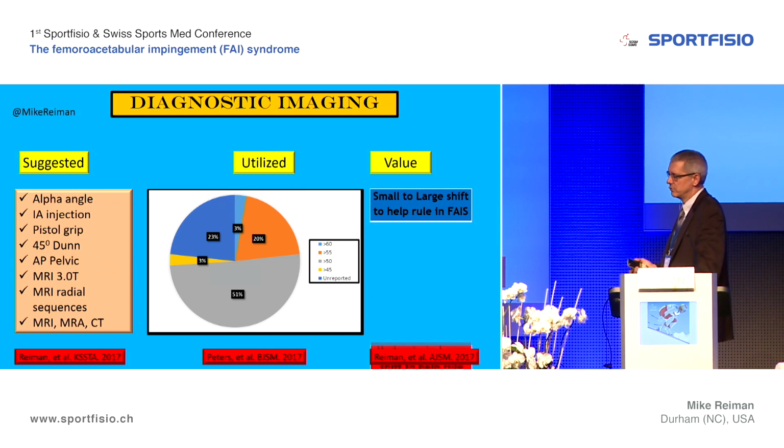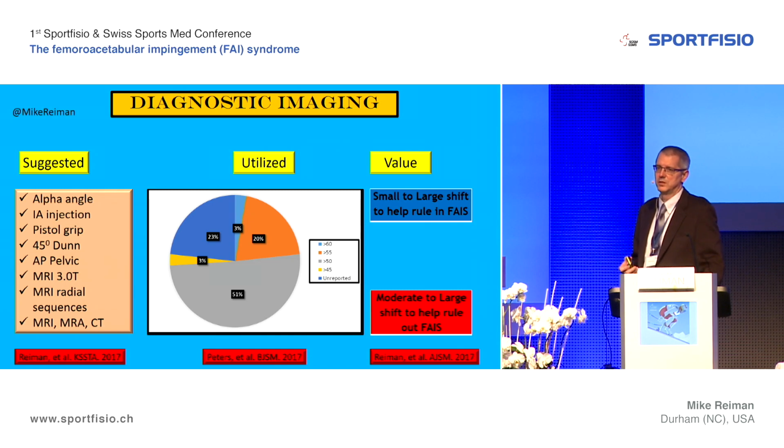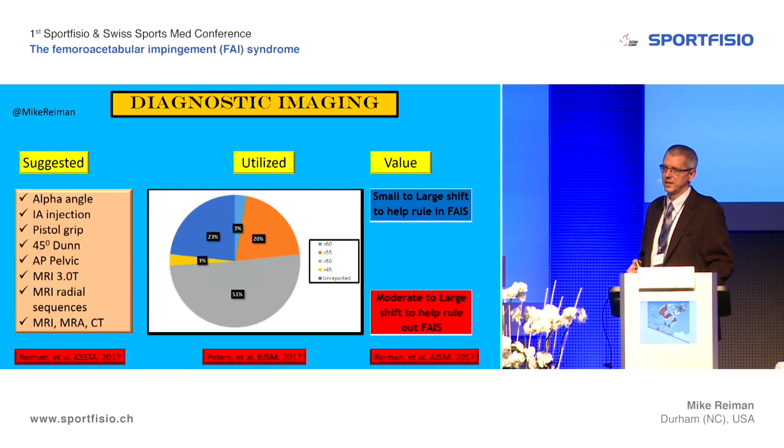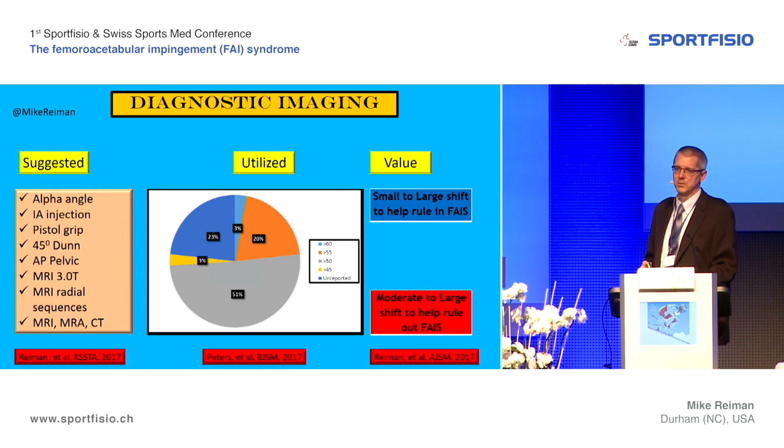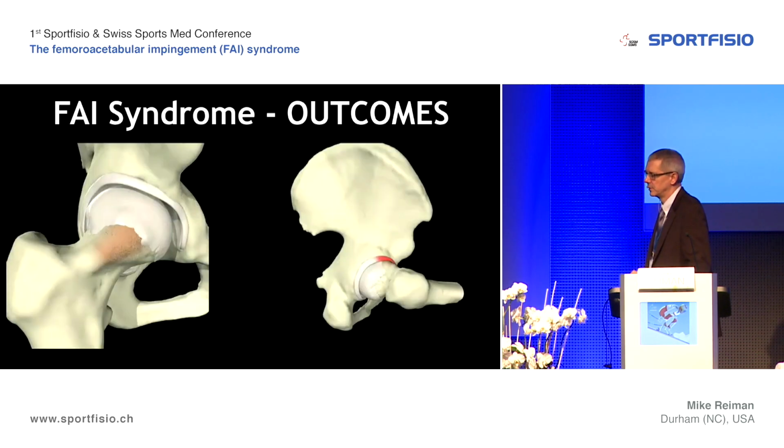The value for a positive test in blue is you have anywhere from a small to a large shift. MRI and MRA seem to have the larger shifts, and the negative result is moderate to large. So again, your clinical exam and your diagnostic exam with imaging is probably a little bit stronger to screen or rule out the diagnosis of FAI syndrome than it is to rule it in or diagnose it.